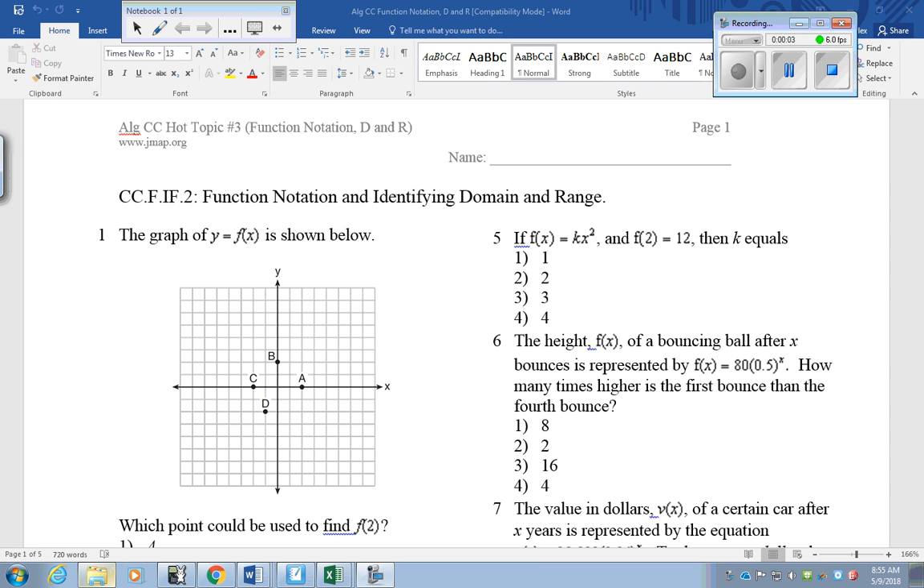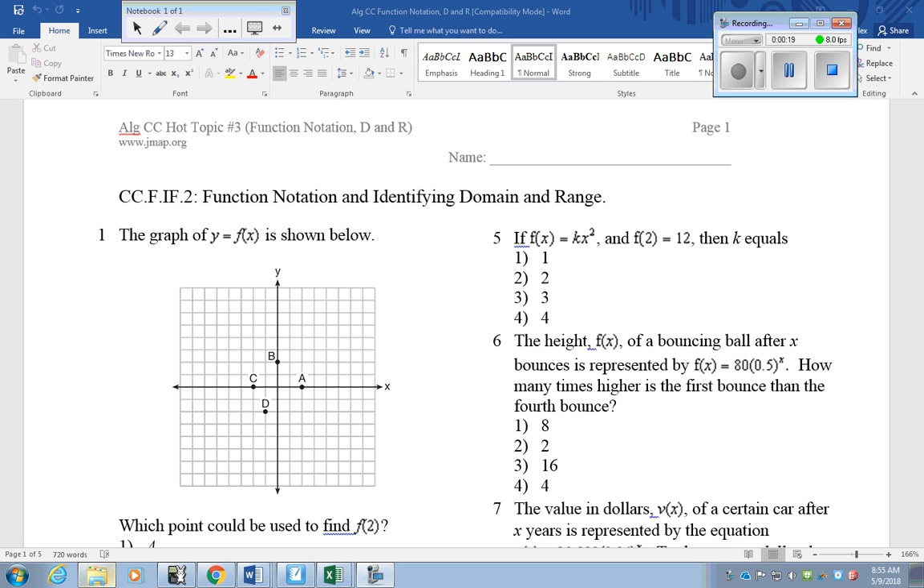This is hot topic number 3. We're going to talk about function notation and domain and range that you can see on the Algebra Common Core Regents. I also have other videos for topics 1 through 10, so please take a look on YouTube.